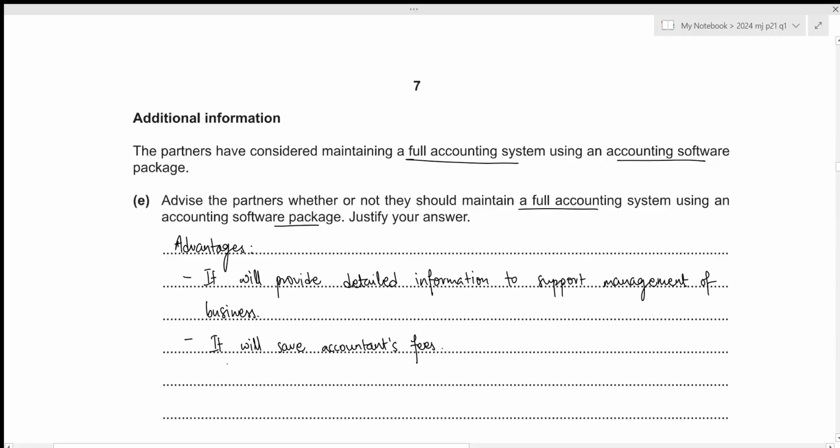And the third thing is that it will have a higher speed of processing data as compared to an accountant. So it will have higher speed of processing data.